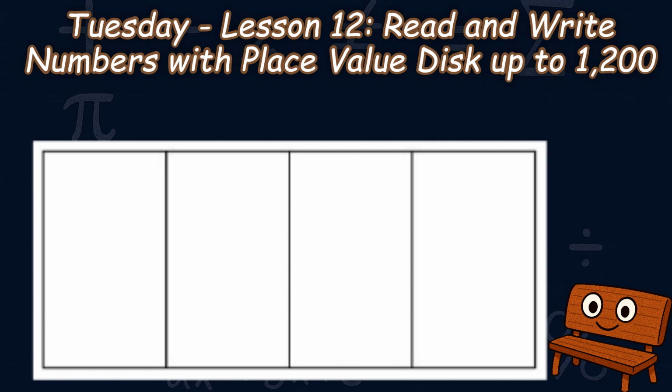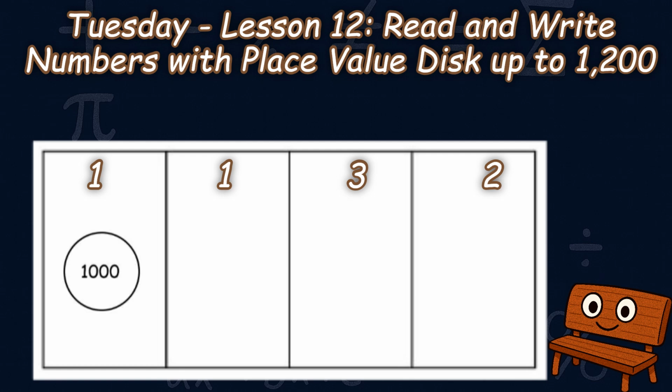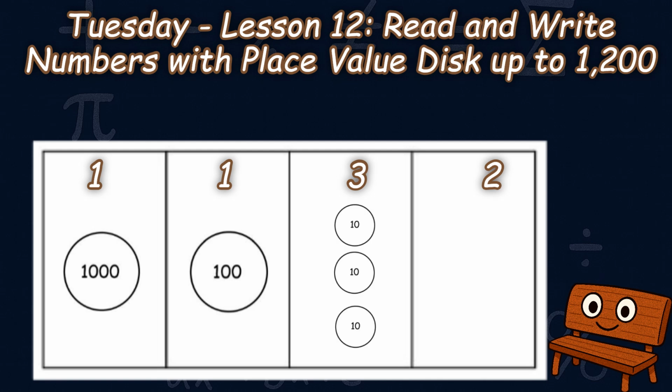So for example, if you wanted to use the number 1132, we would now be using our thousands place in the value chart, and instead of 3 slots, now we have 4. For the 4 slots, we would go ahead and put our 1000, our 100, our 3 tens, and our 2 ones.